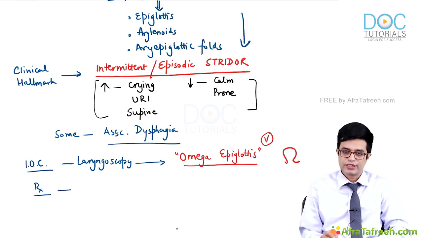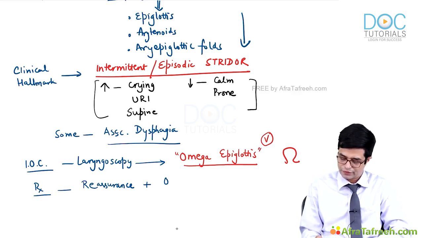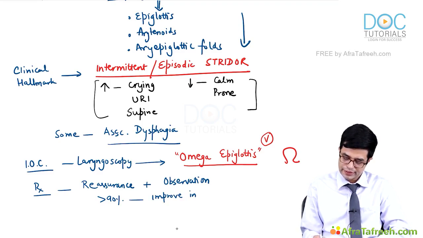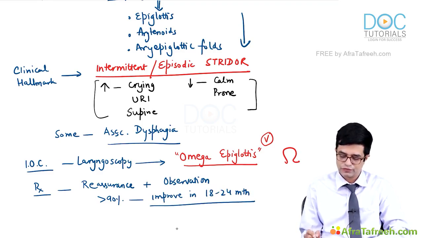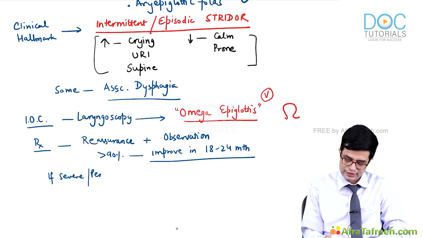In most of the patients, you require reassurance of the parents along with observation. Why reassurance and observation? Because more than 90% of people improve in 18 to 24 months of age. So it tends to improve within 18 to 24 months. If it is severe or persists, you can perform a surgical procedure.